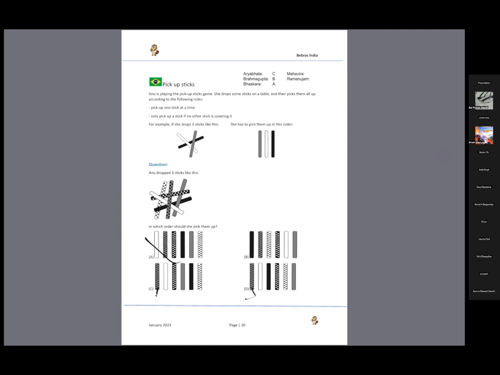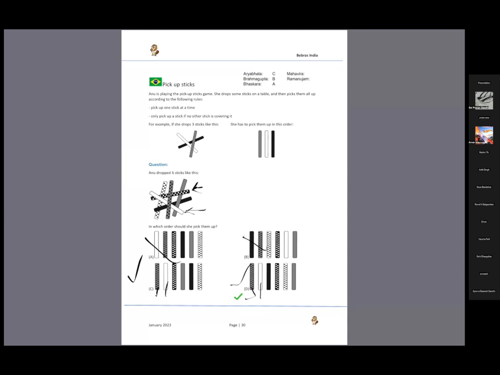A and B are eliminated because they start with a different stick, but the gray dotted stick is the topmost. The next stick, if we look at it, is the white stick because it's below the gray dotted stick, but it's above everything else. So the second option should be the white stick, and so still it can be either C or D. So we'll move on to the next stick. The next stick has to be the black stick, which is dotted white, because it's what's below the white stick while being above all the other sticks.